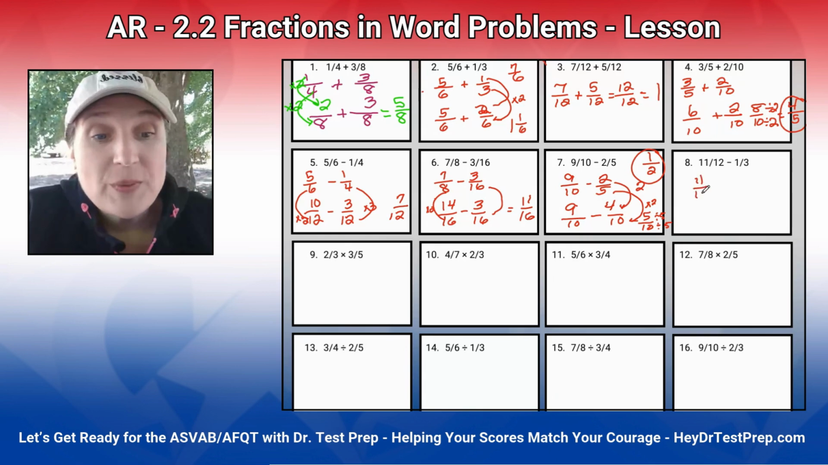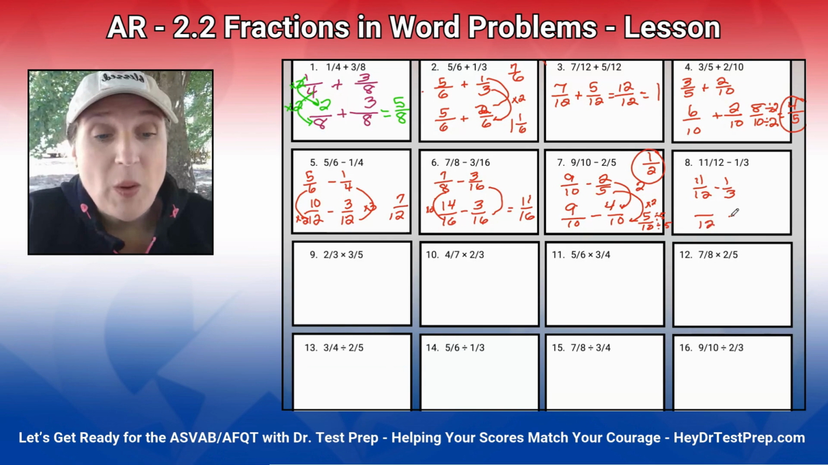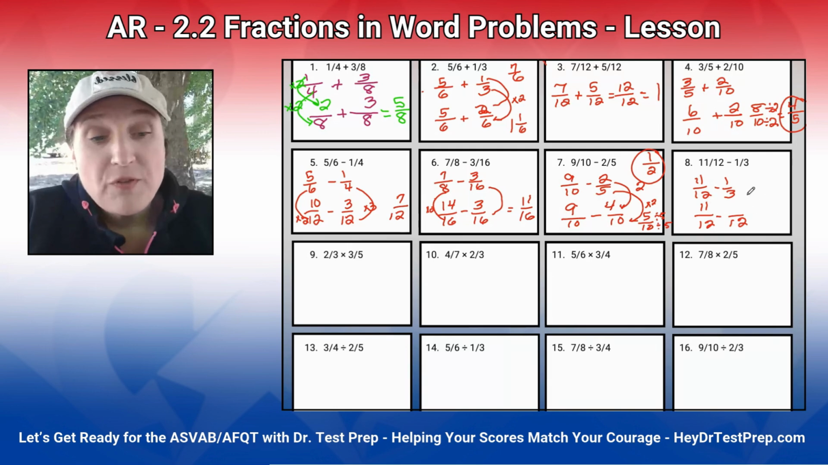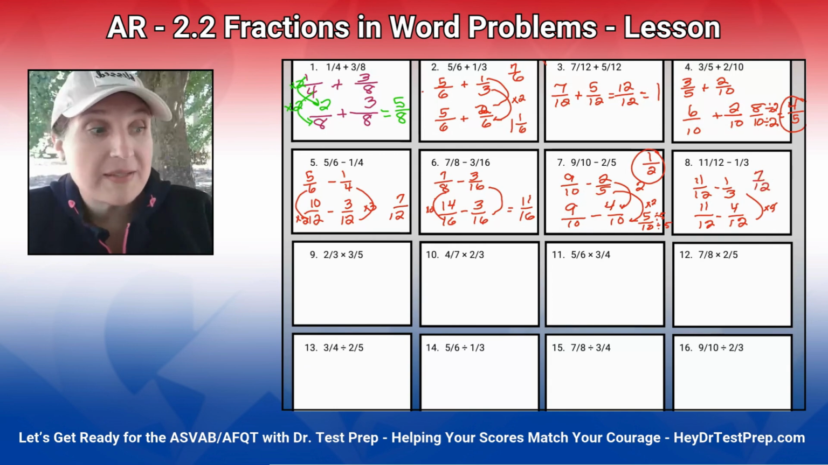Here we've got 11/12 minus 1/3. Our denominator will be 12 because multiplication panda is amazing. 3 times 4 is 12. 1 times 4 is 4. And subtract going across. I'm going to pause the video for 1 second.